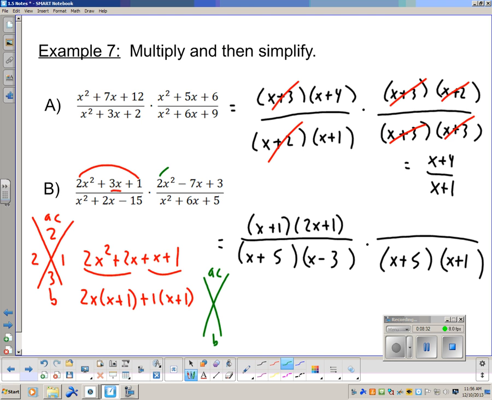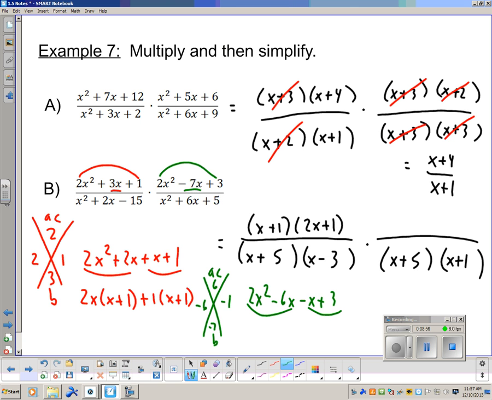What multiplies to give me AC and adds to give me B. So AC there is 6. B there is negative 7. So that's a negative 6 and a negative 1. So writing that out, we get 2x squared minus 6x minus x plus 3.